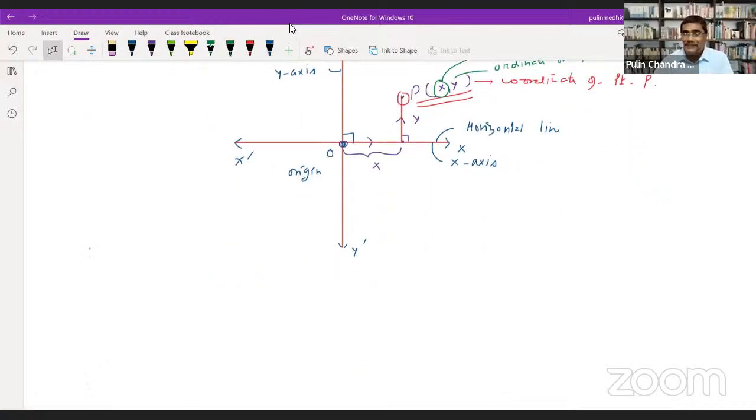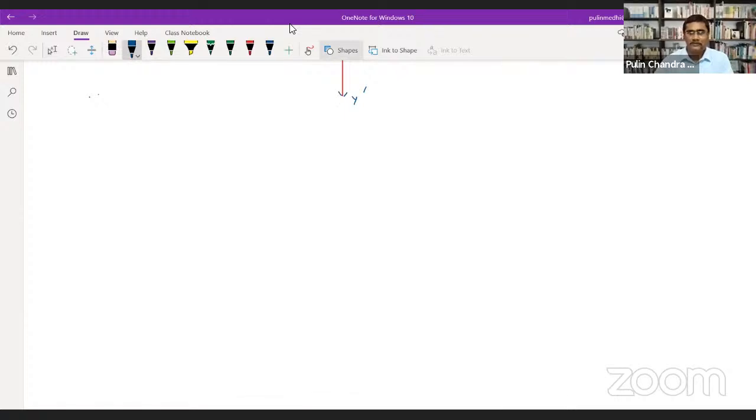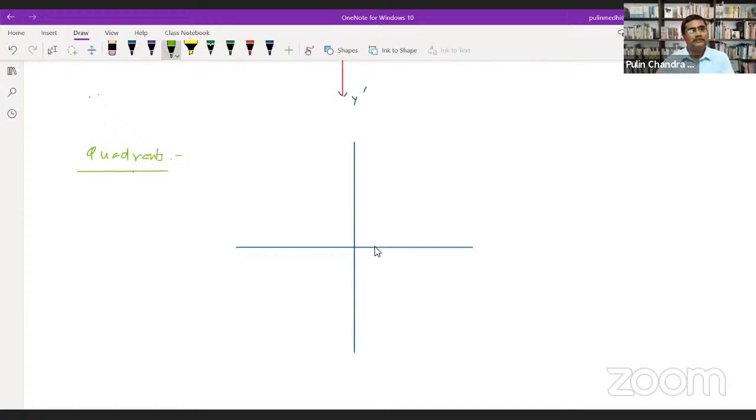After that, the main part is quadrants, right? So anyway, at the top I have already drawn one figure. Now again, I would like to draw the figure with respect to quadrant concepts. So now it is quadrants. Whenever you draw both these axes, this is the x-axis and this is the y-axis, the whole plane is divided into four parts. Then you have to name them. This is the first quadrant. Top right is the first quadrant. So we name it the first quadrant.